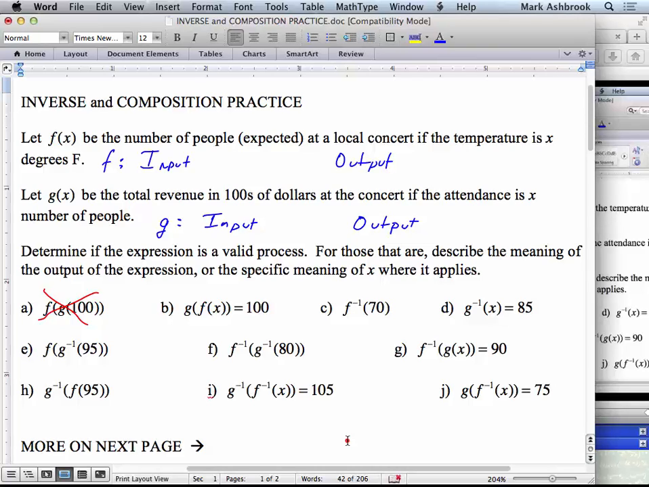That's right, because this is the output of G, right? 100 would have to be the output of G, which is revenue. And so it's the temperature that gives us $100 or hundreds of dollars revenue. And what makes that possible? Why can you do that? Yeah, Brooke. Because the output from F is the same quantity as the input. Awesome. The output of F, which is what? Number of people. The output of F, number of people, is the same as the input of G, number of people, therefore that works.